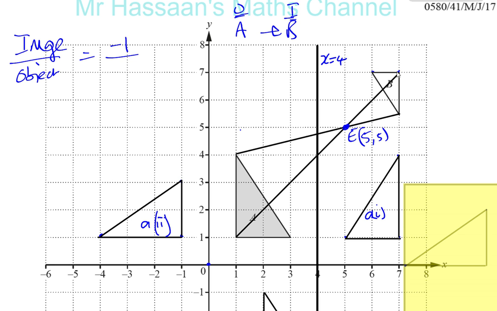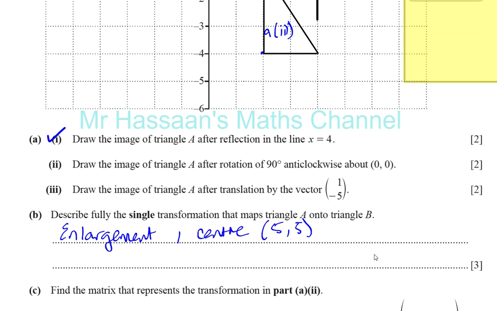Let me take the right angle in the original object. This goes 2 spaces to the right, so it's positive 2. So the scale factor is negative a half. The scale factor of enlargement is equal to negative a half.